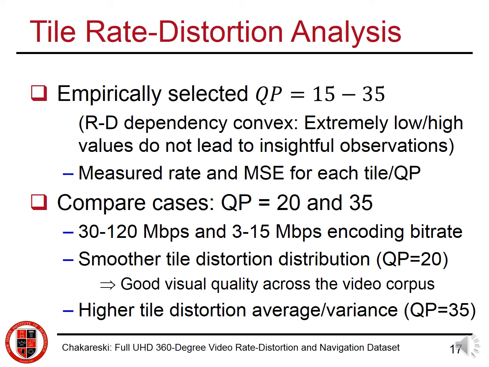For our Rate-Distortion analysis, we empirically selected the QP range 15 to 35 and measured the encoding rate and mean square error distortion for each GOP tile and QP value used. We compare the encoding bitrate and distortion across the 2 cases of QP equal to 20 and 35 for the entire video corpus. We observed in terms of bitrate a ratio of 10 to 20 times between the 2 cases. For the case of QP equal to 20, we observed a smoother tile distortion distribution, which means a good visual quality is achieved across the entire video corpus. For the case of QP equal to 35, we observe higher tile distortion average and variance values as expected.